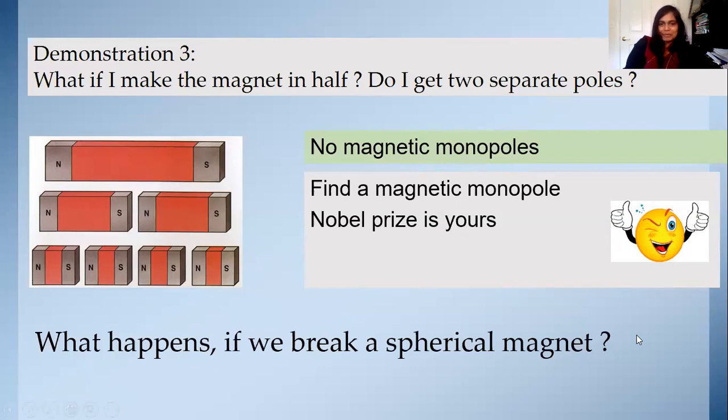All right, so then what happens if we break a spherical shaped magnet? Can we isolate a monopole? No. If it were possible, it would be a Nobel Prize, and we still don't know, right? So no, we cannot do that. Even if you break any shaped magnet, it doesn't matter. It will automatically create its north pole and a south pole, like in this picture.